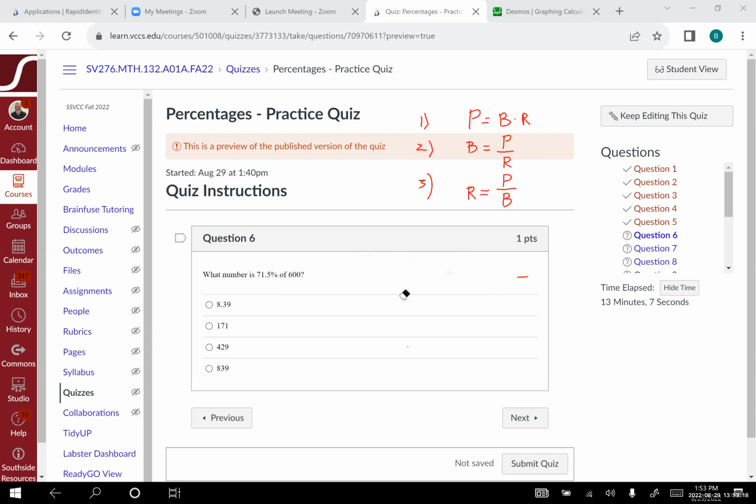Similar problem. What is 71.5% of 600? So I'm looking for the part again. 71.5% as a decimal, 0.715 times, and I keep switching notation here, but do it however you like to do it, parentheses or the multiplication sign. So take 0.715 times 600 and tell me what you get. 429. There you go. Very good.